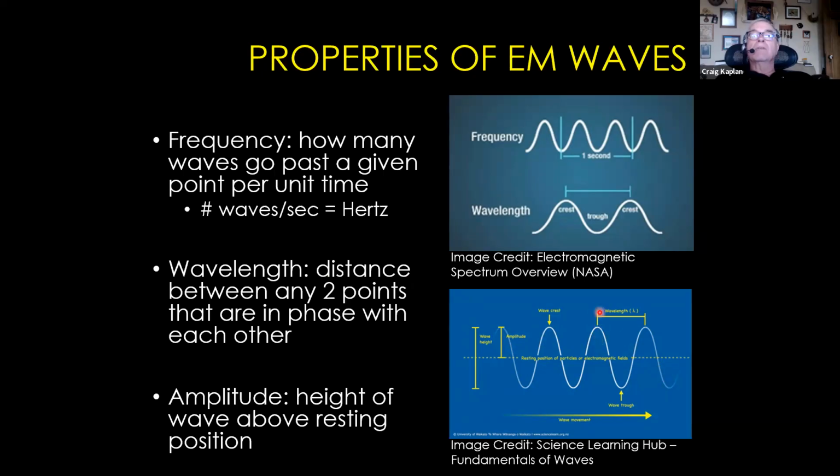And you'll see that in here. So here, this is from node to node. The amplitude is the height of the wave above the resting point. So this is the resting line, and this is the amplitude.